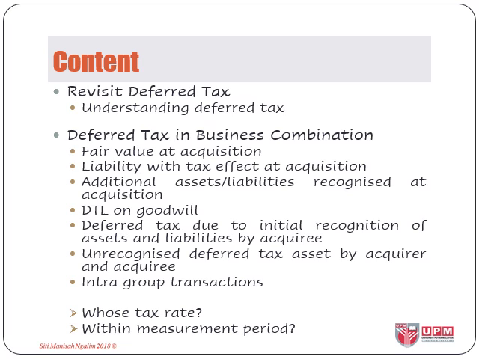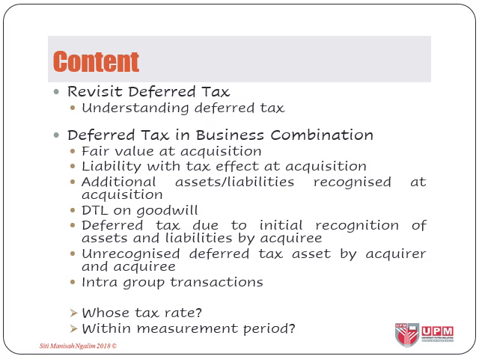Then we will discuss sources of deferred tax and business combination, some of which are fair value at acquisition, liability with tax effects at acquisition, additional assets or liabilities recognized at acquisition, something on deferred tax liability on goodwill, deferred tax due to initial recognition, unrecognized deferred tax assets by acquirer and acquiree, and lastly, deferred tax in intragroup transactions.